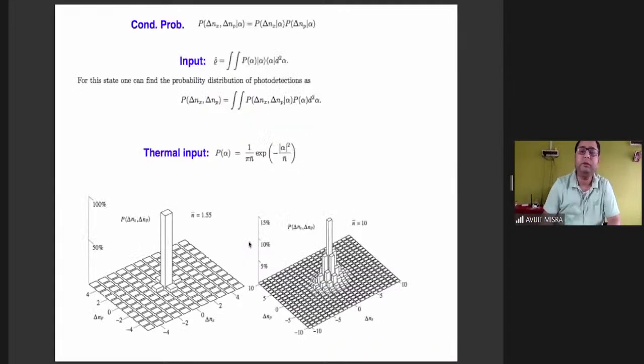Okay. We can write any input state in terms of the coherent basis, and in this basis, any state is diagonal, following from the seminal work of Glauber and Sudarshan. And we have the conditional probability of photodetection delta nx and delta np given the input state |alpha>. If we integrate over alpha, we get the distribution of the photocounts delta nx and delta np. In this work, we will consider thermal input, but the framework is valid for any state because the treatment is general. Here we show the probability distribution of photodetection for mean input photon number n bar equal to 1.55 and n bar equal to 10. These are all for thermal states.